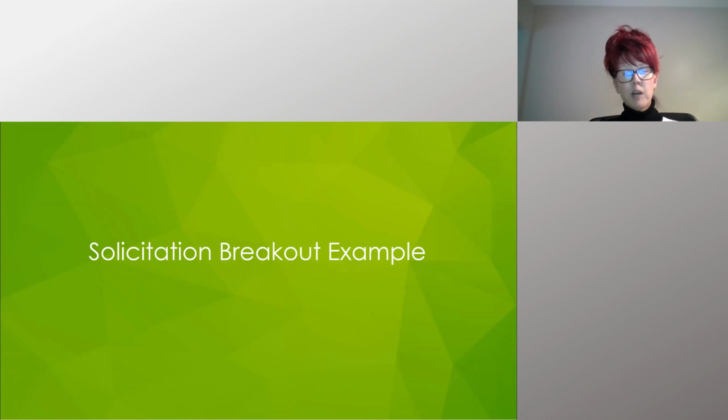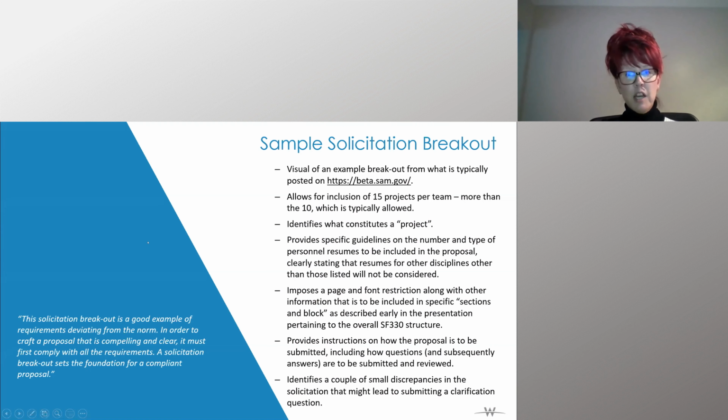If we have a couple more minutes, I just want to show you very quickly, I'm not sure how well you'll be able to see this, but this is a quick solicitation breakout example. The reason I want to show you this is that on the next slide, this breakout example shows how I typically break something out. This particular one kind of deviates from the norm. It allows you 15 projects per team, rather than the 10 that I said was pretty typical. It identifies on this form what constitutes a project.